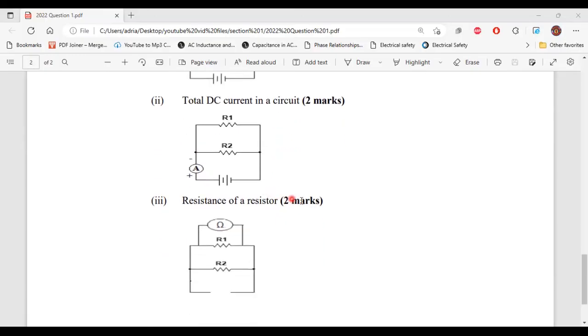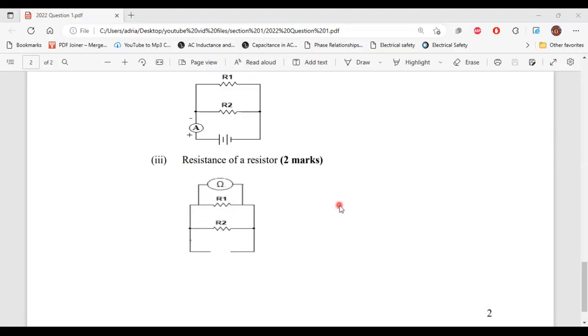So for part 3 now, it says resistance of a resistor. All right, so to measure the resistance value of a resistor, the meter is connected in parallel with the resistor, or it is connected across the resistor. So that's it for this question.